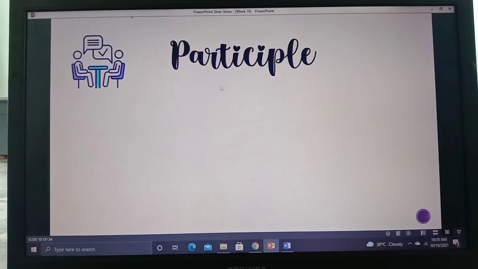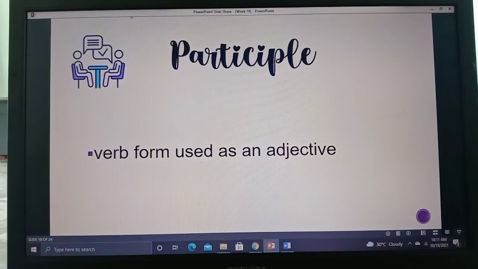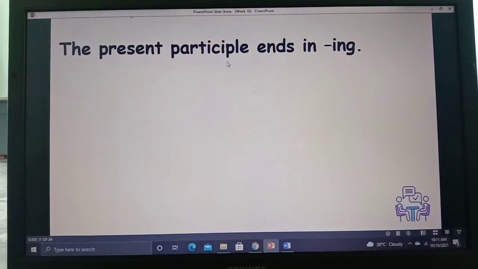Next one. Let's discuss about the participles. So, as a verbal, the participle is a verb form used as an adjective. So, meron tayong present participle, past participle, participial phrase, dangling participle, common participle expressions, nominative absolute. So, meron tayong mga ganong kinds ng participle. But, let's just discuss only a few para hindi kayo malito.